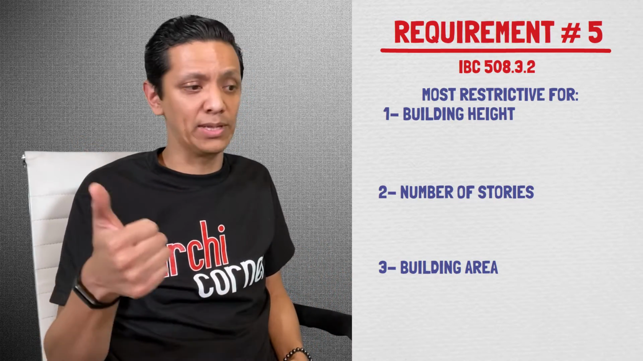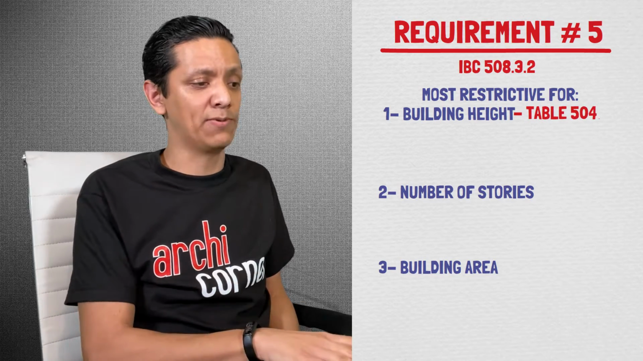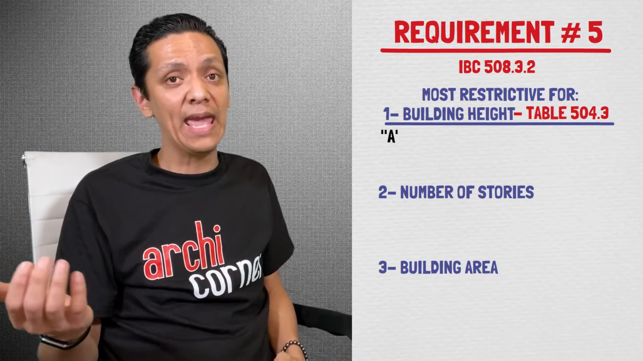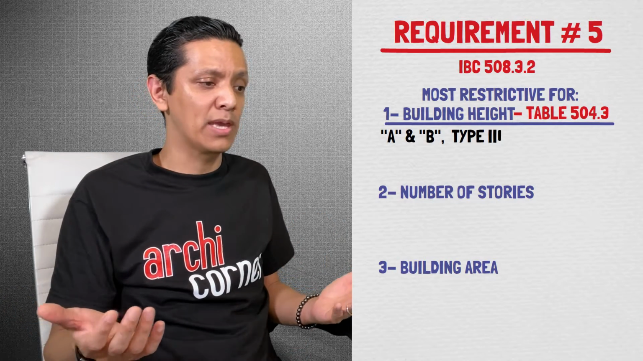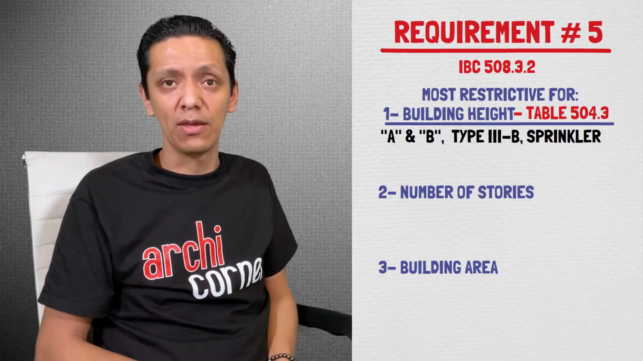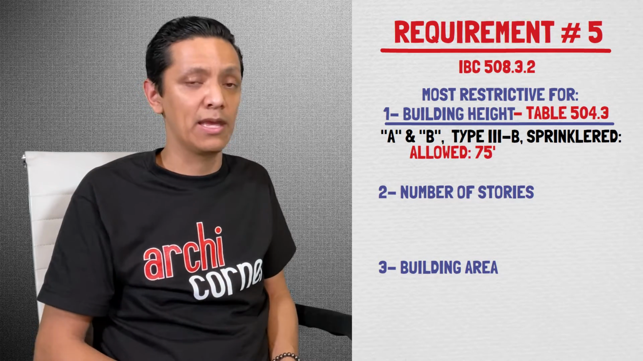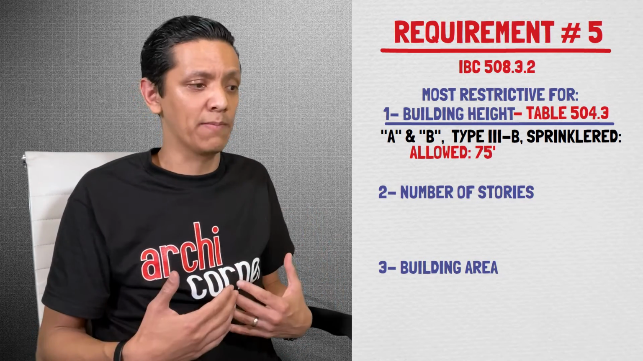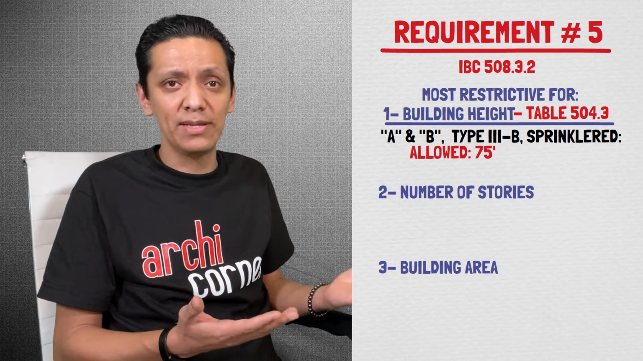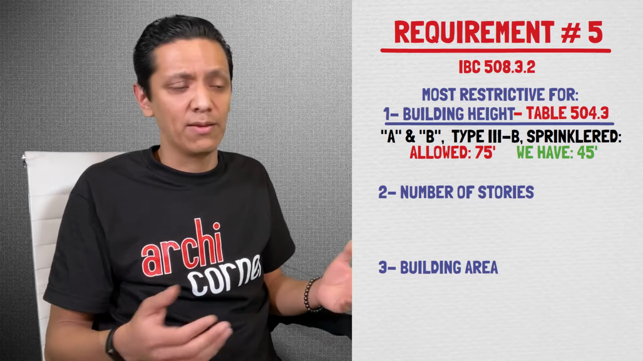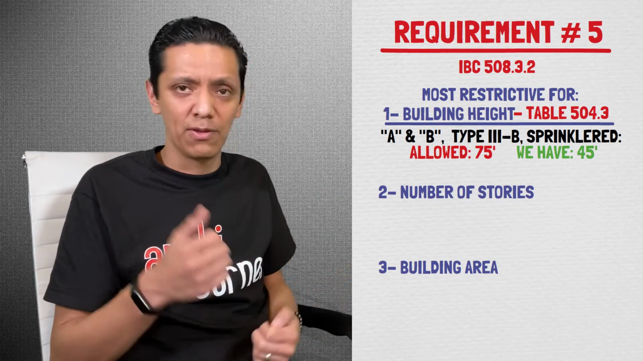First, we talk about building height. We can take a look at table 504.3 of the building code and see that for both A and B occupancy groups in a type 3B building, we are allowed to have a maximum of 75 feet in height if the building is sprinklered, which we are. And in this case, our building is only 45 feet in height, so we're fine. We are under the 75 feet, we're good.